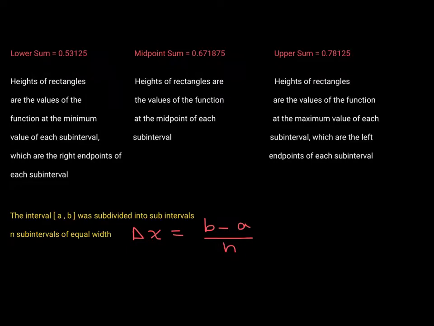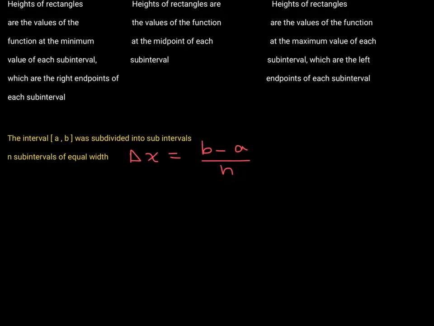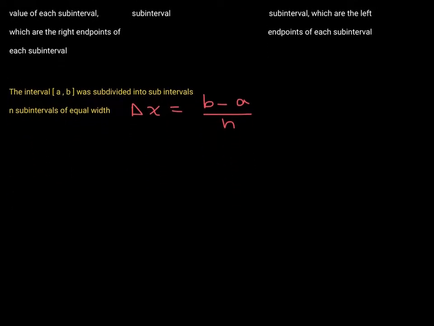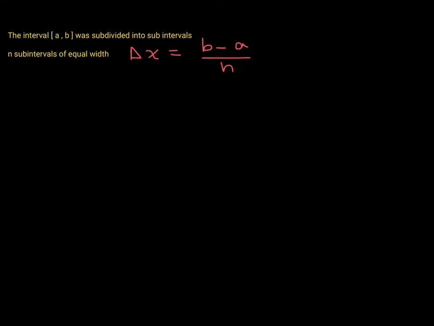Now, furthermore, the function was evaluated at a point from each subinterval. Now, we can call this point from each subinterval at which the function was evaluated C sub k. C sub k is the point at which the function was evaluated, and we found the height. That value determined the height of each of our rectangles.